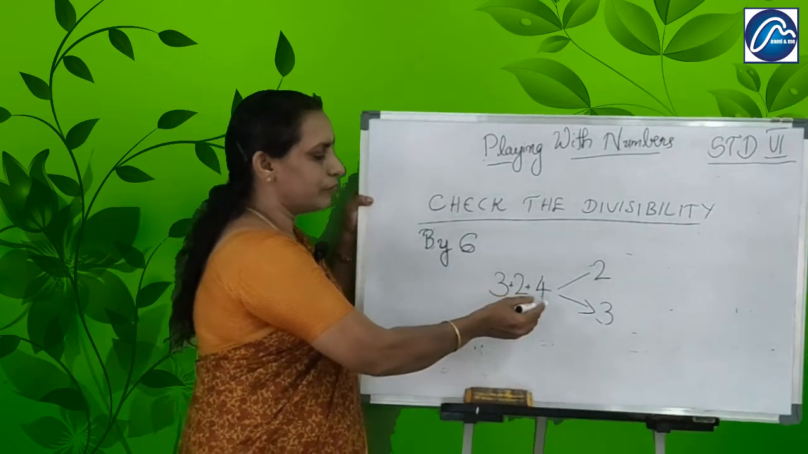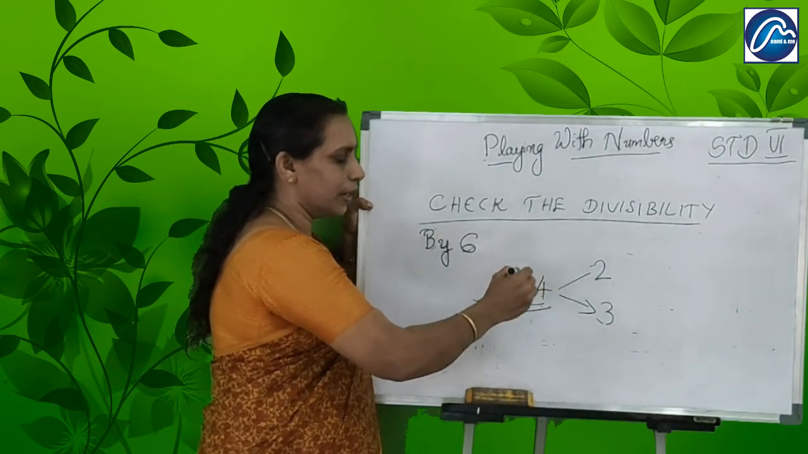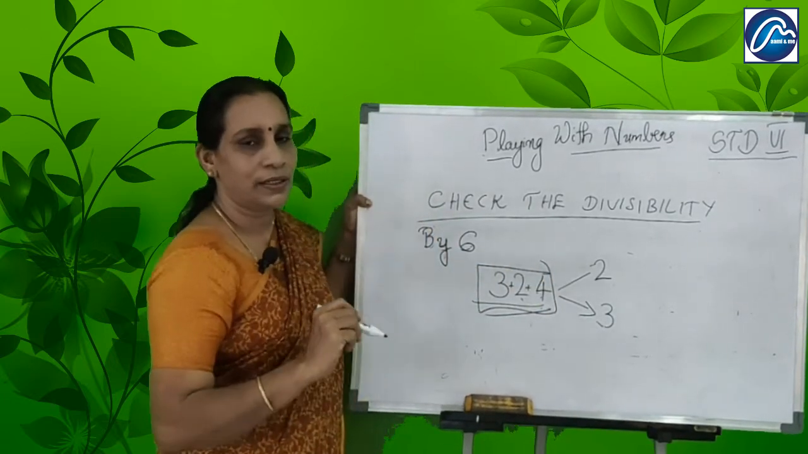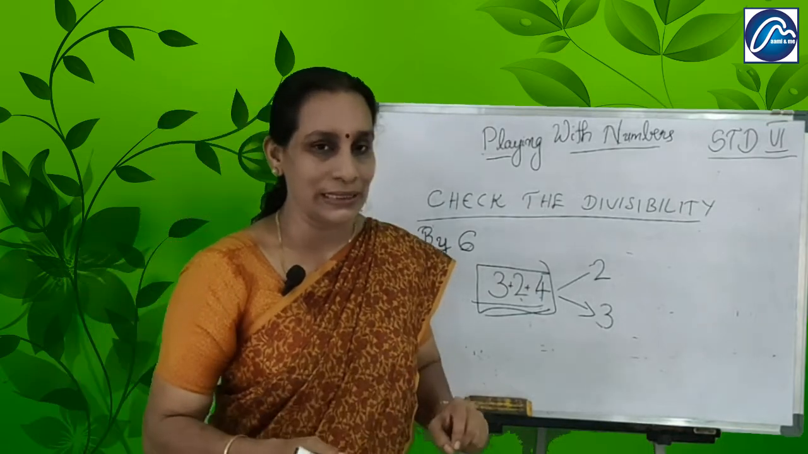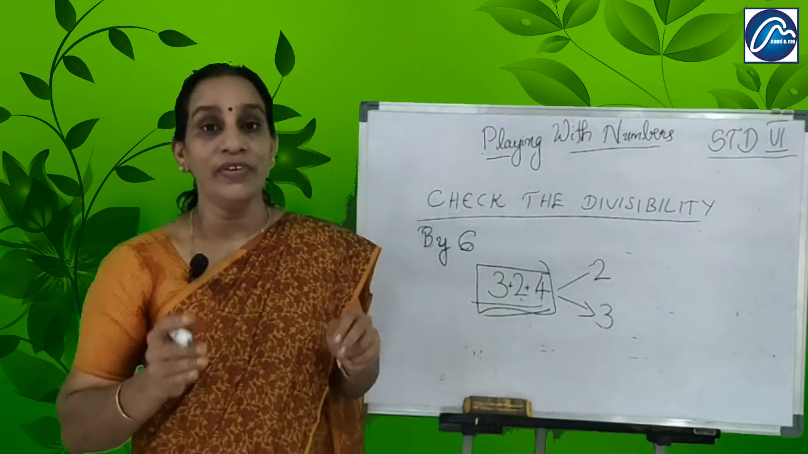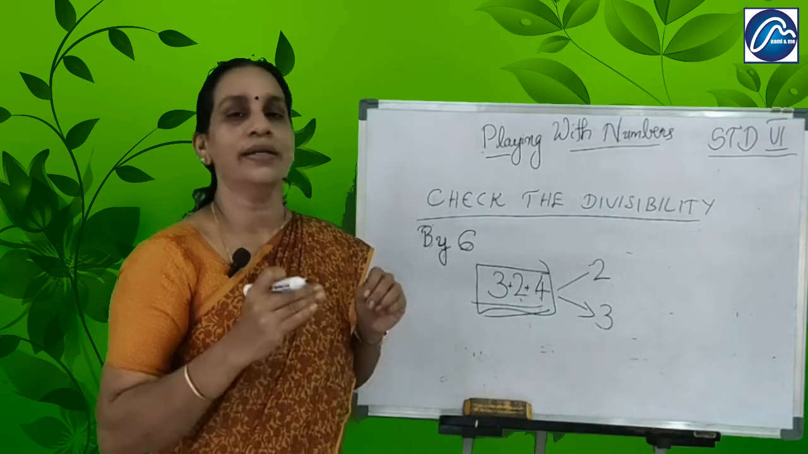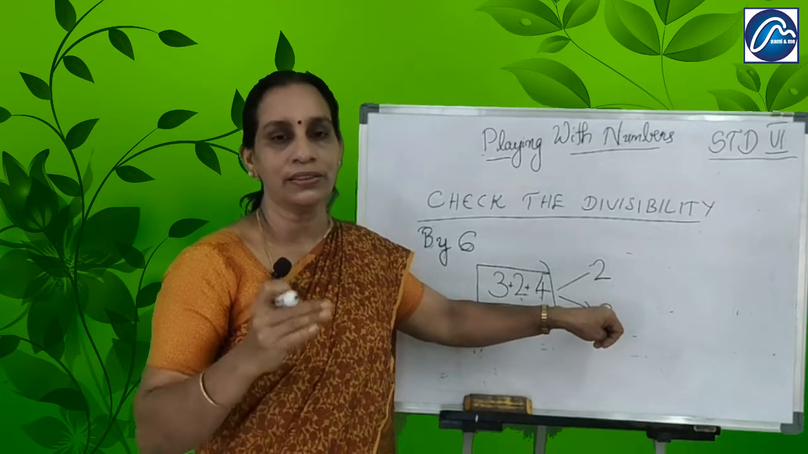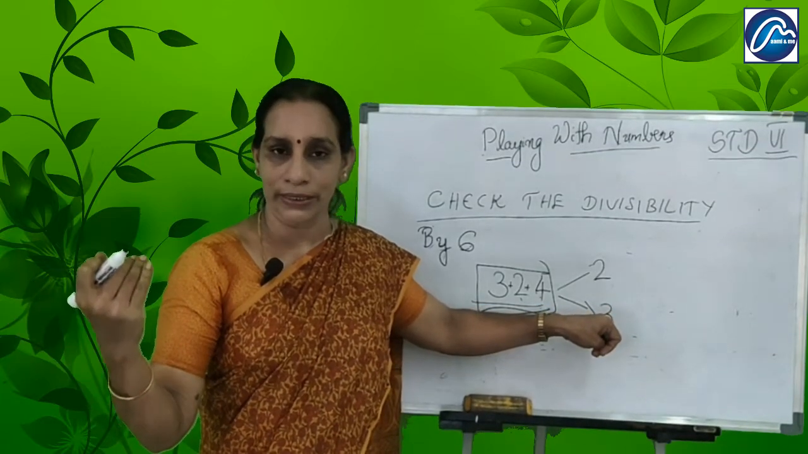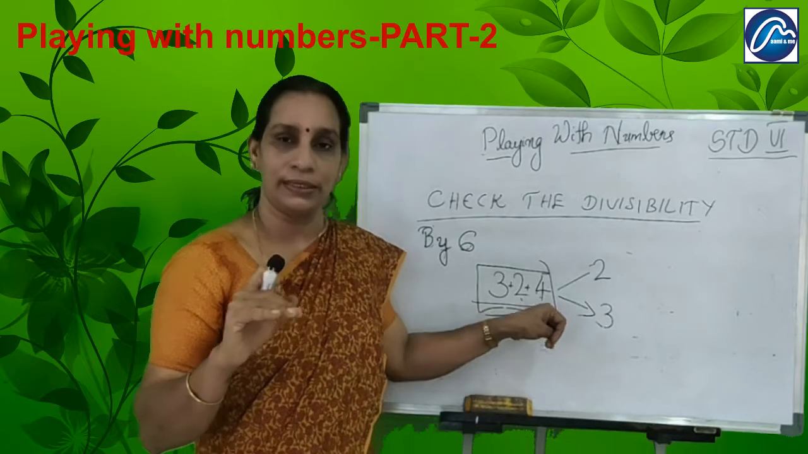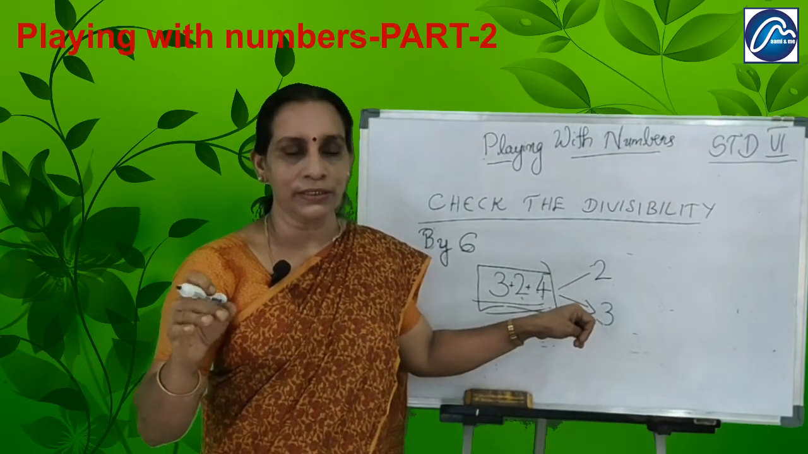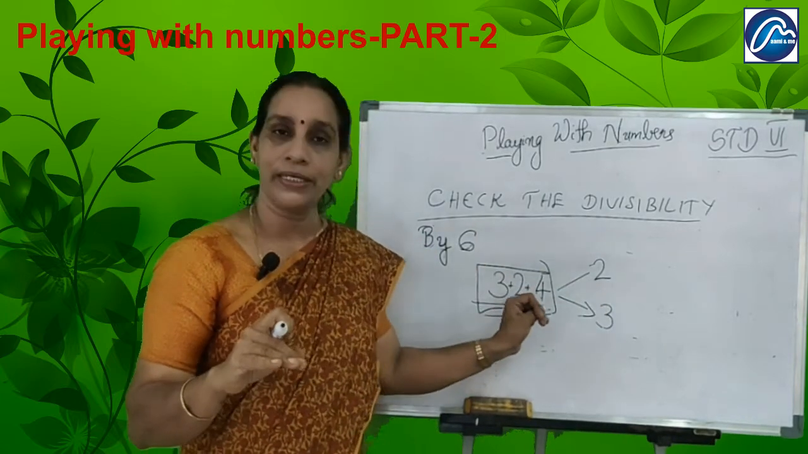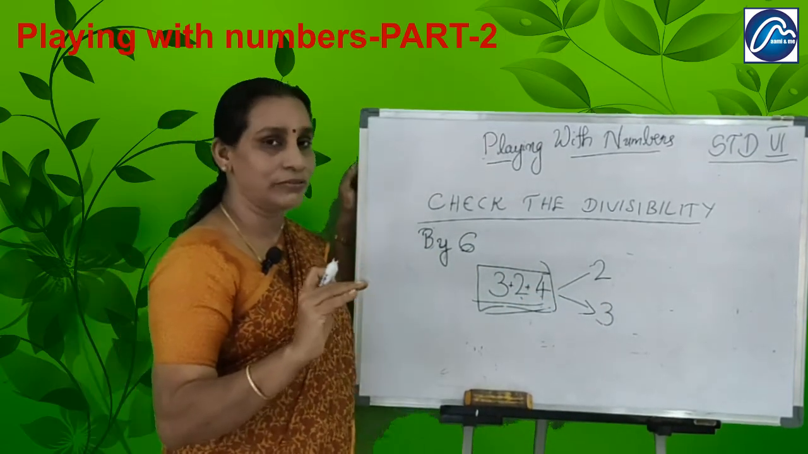Then you have to check whether it is an even number and a multiple of 3. Then this number is divisible by 6. Divisibility check for 6 is not complicated. If it is an even number and if it is divisible by 3, that means you have to check divisibility by 3. By adding the digits, you will get a number which is a multiple of 3. Then the number is divisible by 6.